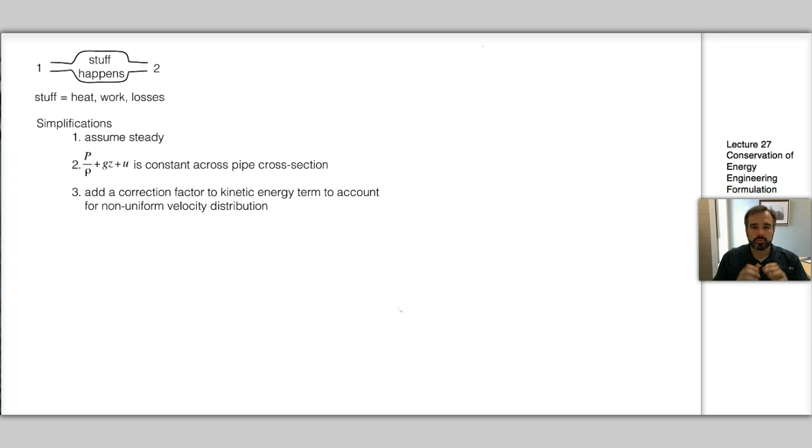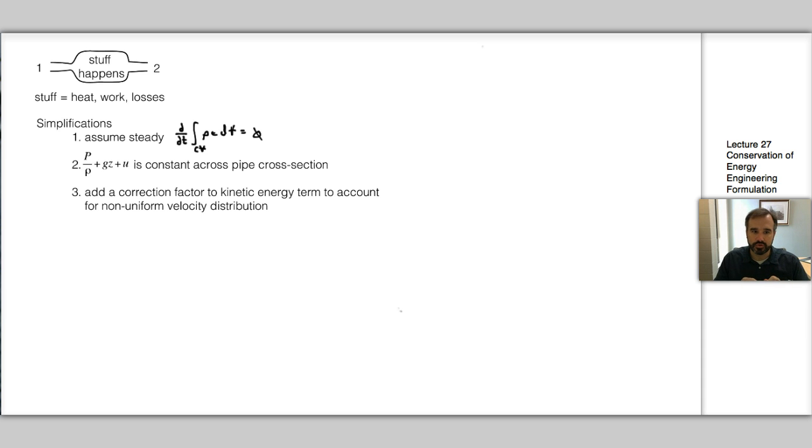Okay, so the simplifications for this particular formulation, there's 3 major ones that you need to be aware of. The first one is we're going to assume that the flow is steady. And as you recall from our previous discussions, what that means is we're going to assume that the time rate of change of the integral over the control volume of rho e dV is equal to 0. So that term just goes away from our conservation of energy equation. That's a big simplification right there.